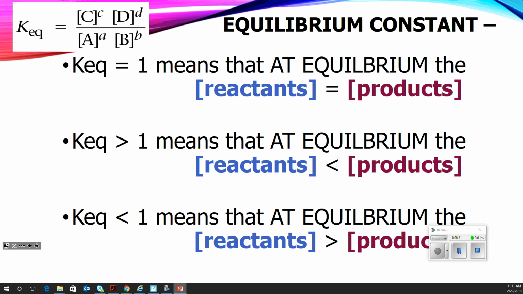If my K is bigger than 1, if you look at the equation, my products are on top and my reactants are on the bottom, so that means I have more products than reactants. If my K is less than 1, remember products are on top, reactants are on the bottom, that just means I have more reactants than products.